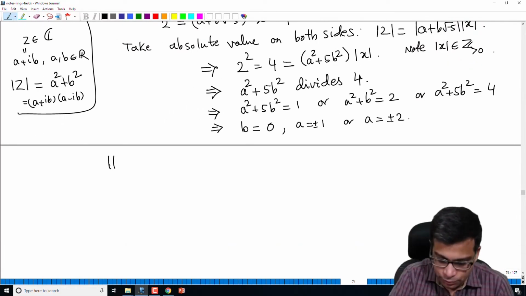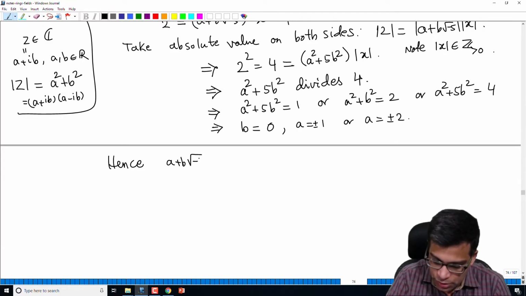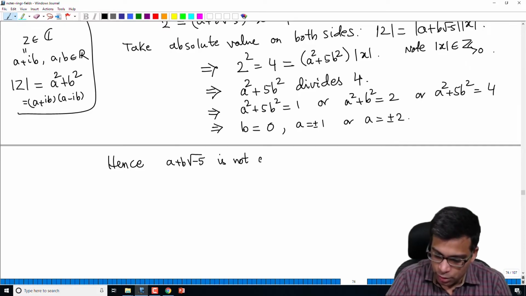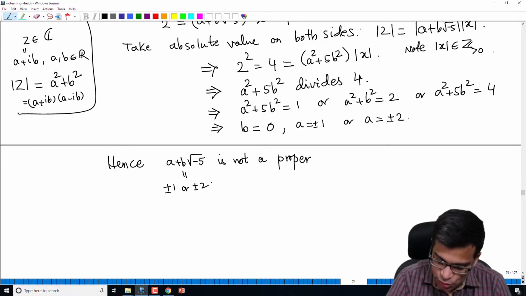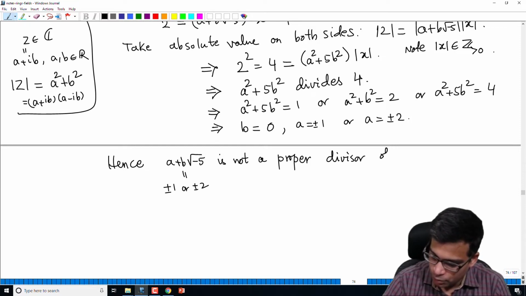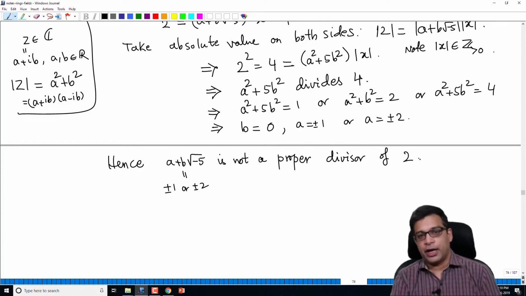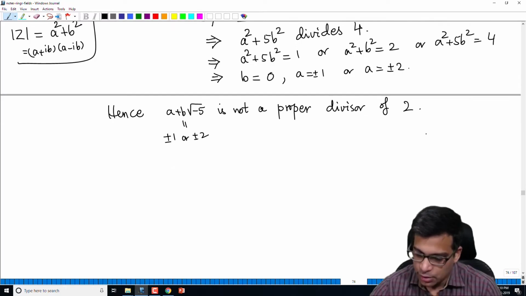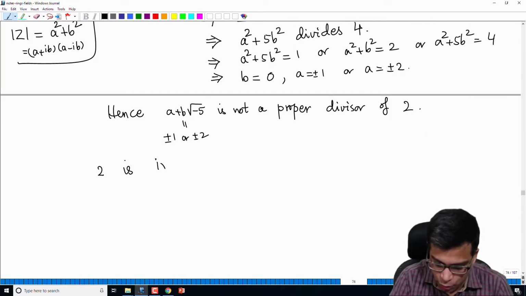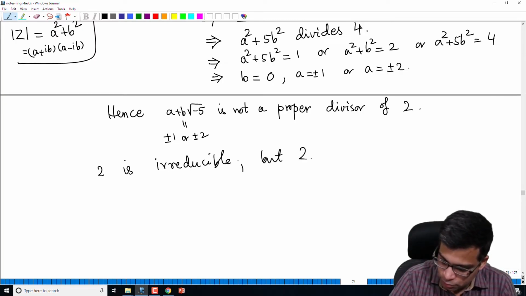Hence we conclude that a plus b times square root minus 5 is not a proper divisor. So this is either plus or minus 1 or plus or minus 2. So it's not a proper divisor of 2, because a proper divisor is supposed to be something which is not a unit and which is not an associate. 1 and minus 1 are units and plus or minus 2 are associates of 2. Hence 2 has no proper divisors and 2 is not a unit, so 2 is irreducible. But 2 is not prime.